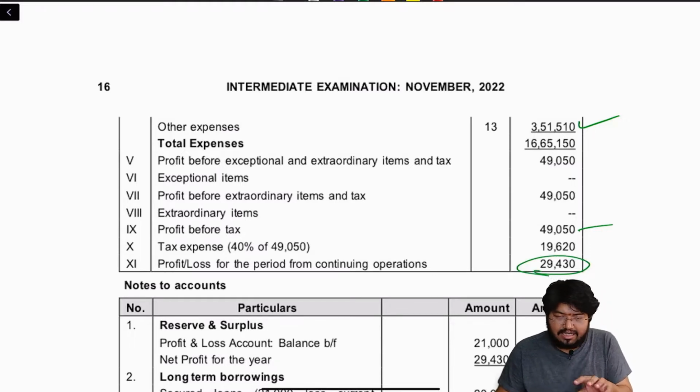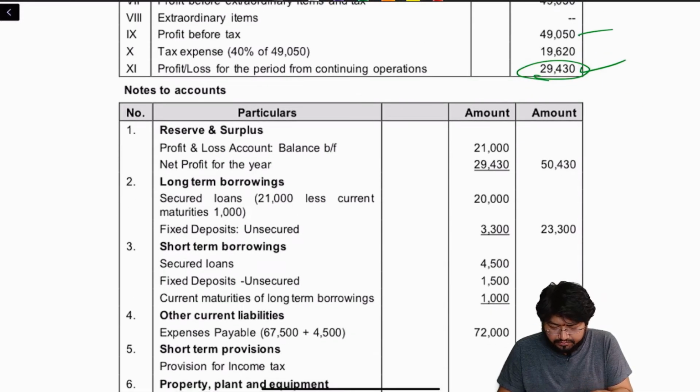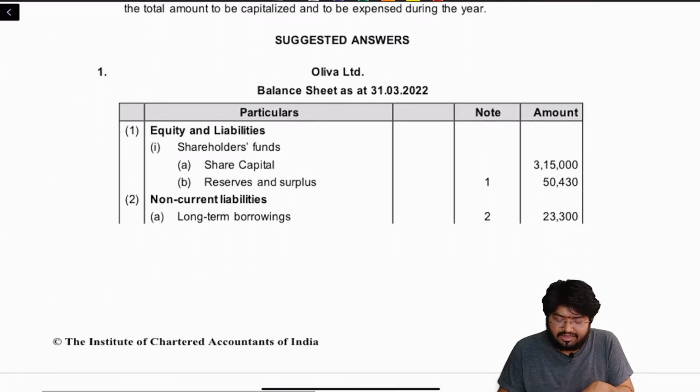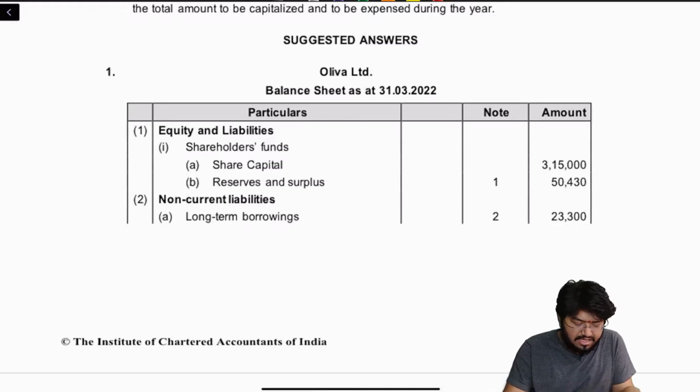Okay, and to be very precise, there is no discontinued operations and all in this problem, so you don't have to bother about it. You just have continuing operations for 29,430. That's all. Now moving ahead to balance sheet. Balance sheet, we will start with shareholders funds, in which share capital will be first taken. Share capital, it is given in the question saying that it is 3,15,000. There are no changes to it at all, hence that is taken as it is.